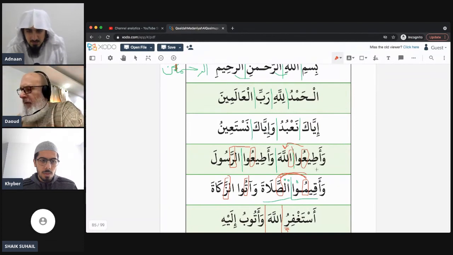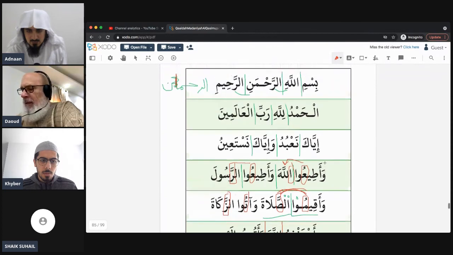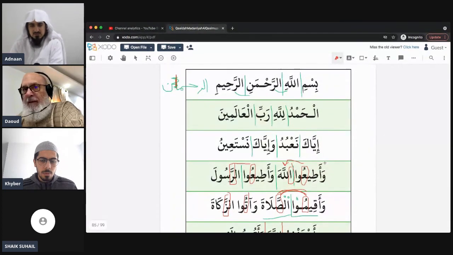Yes, brother. So we have the Bismillah ar-Rahman ar-Rahim. Then we have two verses of Fatiha. Yes. Where are the other verses from?